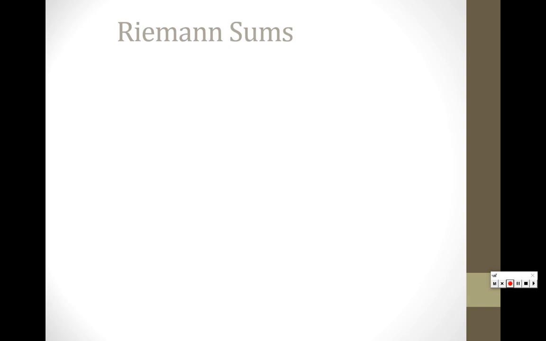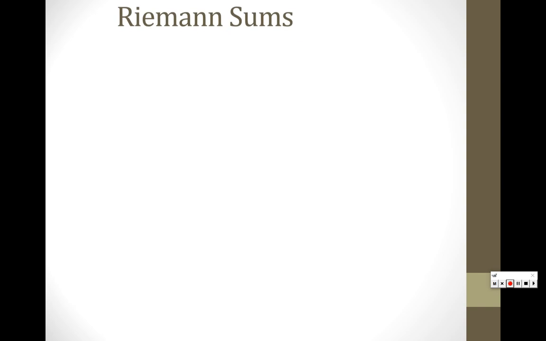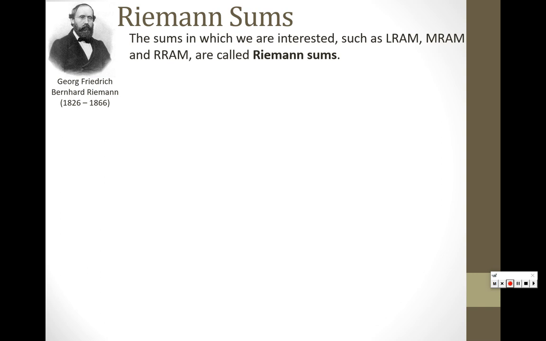Okay, here we go, Riemann Sums. I mentioned the name of it, and we've even used a program on your calculator called Riemann Sums, but here's what a Riemann sum is. We've really been doing them already, so I'm redefining something that we've already been doing. So there he is, Friedrich Bernhard Riemann. The sums in which we are interested, such as LRAM, MRAM, and RRAM, are all called Riemann sums. So everything we've been doing, they're all called Riemann sums. And there's more types of Riemann sums than those, but those are 3 of the types.